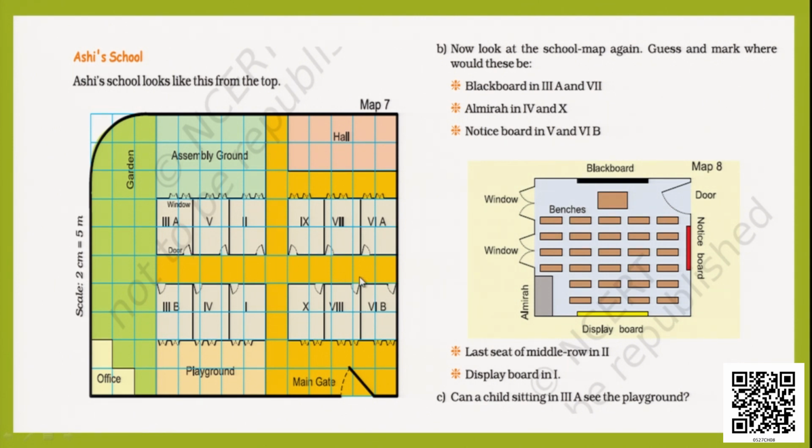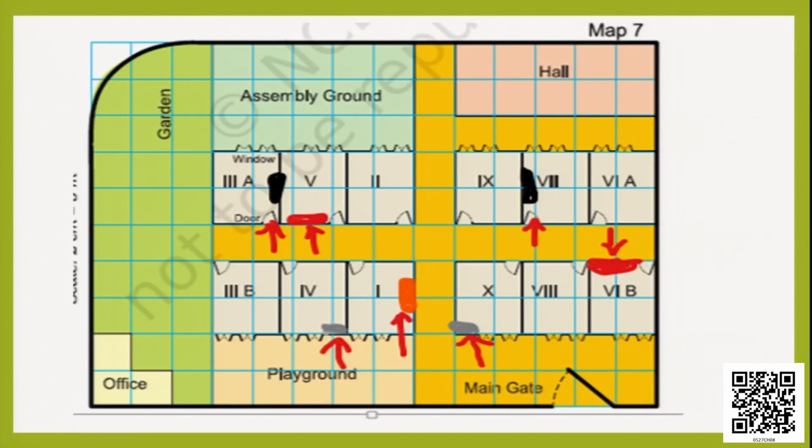So let's go to the next slide to understand it better. Now this is class 3A. This is class 7th. Now this is the door. The moment you open the door, the wall has the blackboard. Every classroom has the same arrangement. So the moment you open the door, this is the blackboard.